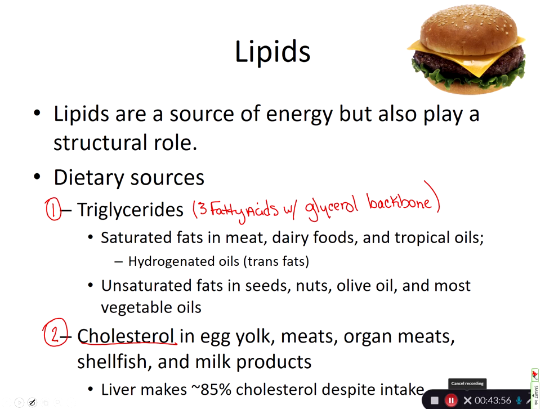So this is why people who have really high cholesterol get things like atherosclerosis, right? The arteries start to get real stiff, and it causes your blood pressure to go up. And that's not a good thing.